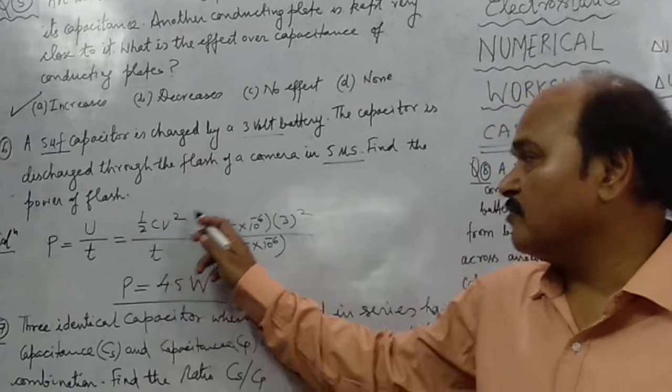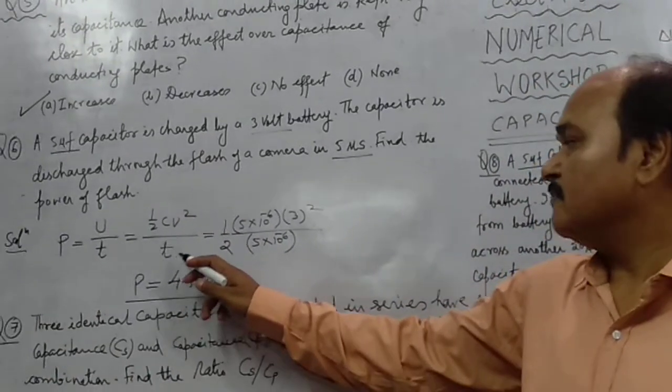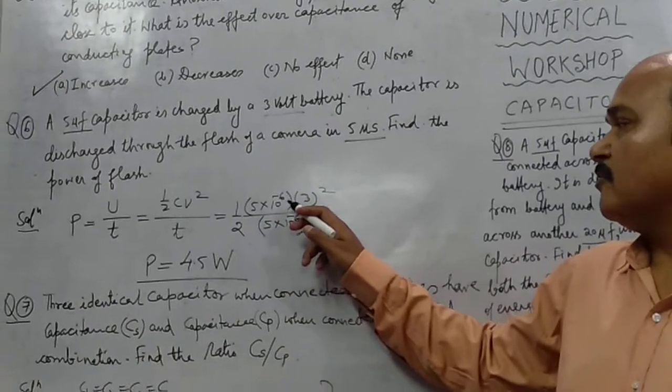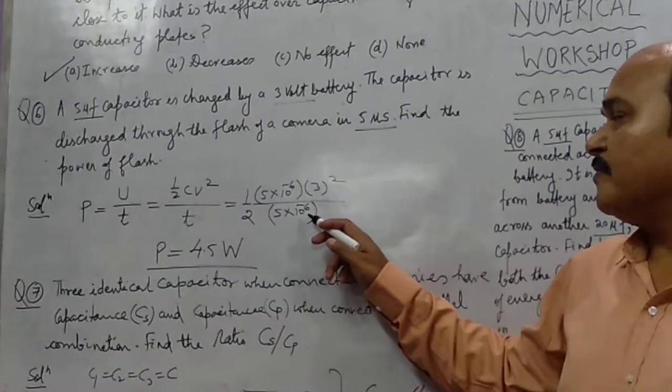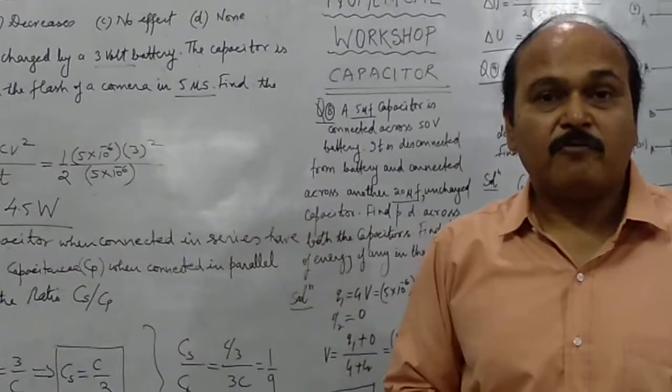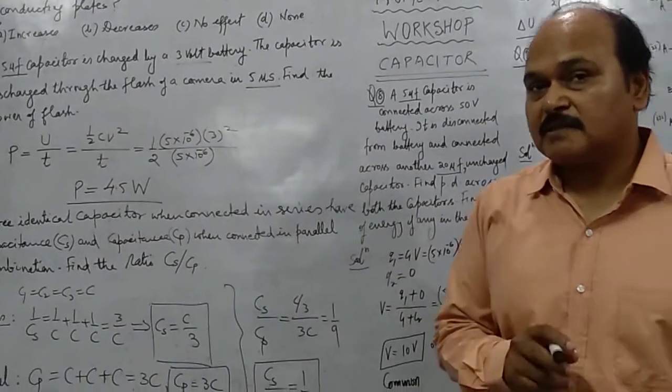So energy is 1 upon 2 CV square, time is T, which is 5 microseconds. Let us substitute the values. 5 microfarad into 3 square upon 5 microsecond. You solve it, we will get it as what? 4.5 watt. That is the power of the flash.